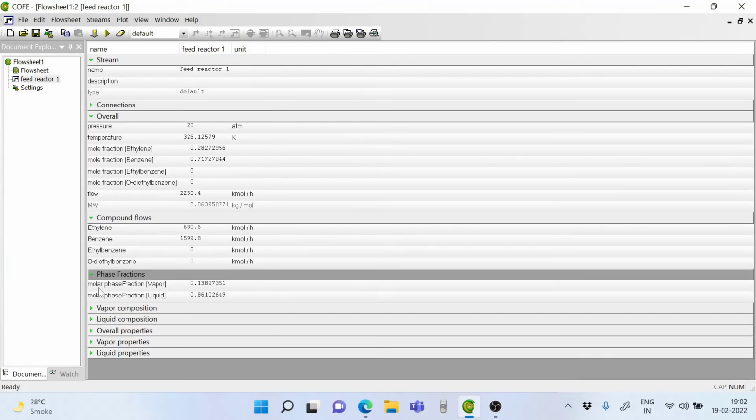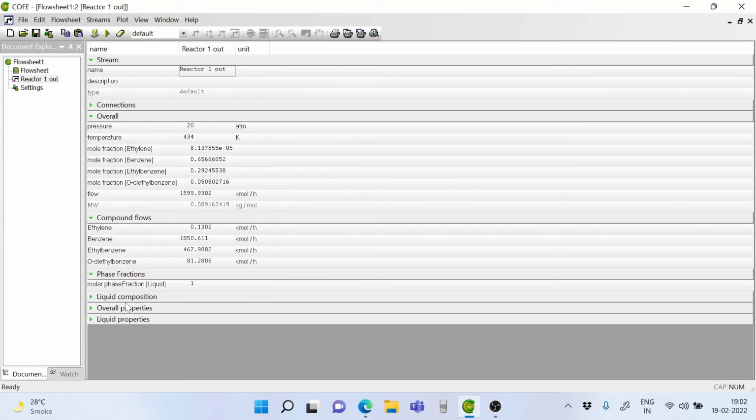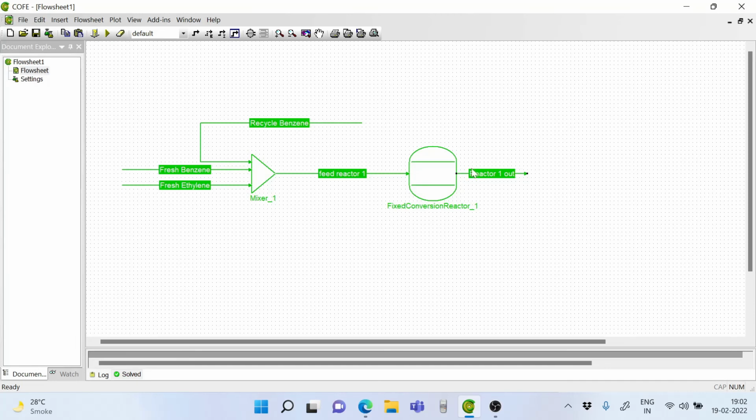Because what was coming here was a liquid phase. As you can see here, it was mostly liquid and a very slight part, around 13%, was vapor. But when the reaction occurred at the temperature given in the reactor, the outlet was liquid. So it means the reaction phase was the liquid phase. All the calculations were done for the liquid phase, but since it was put in the setting as vapor phase, it gave an error. So that was all about how to simulate reactor number 1.